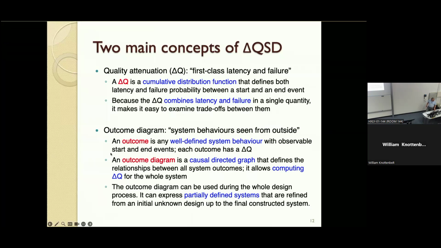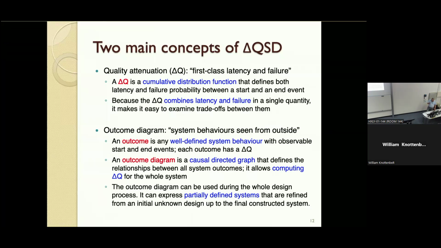So quality attenuation, you can consider it as latency and failure together as a first-class entity. It's a cumulative distribution function which combines latency and failure. Okay, so that's very abstract, but I will show it to you. It will become very practical in just a few seconds.